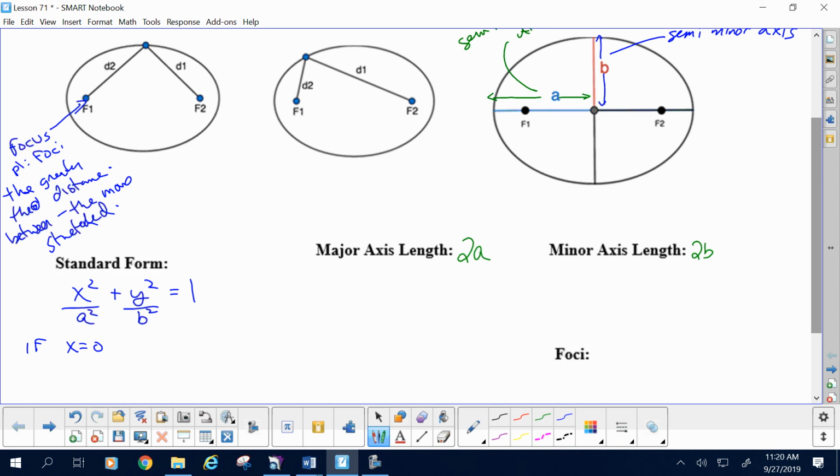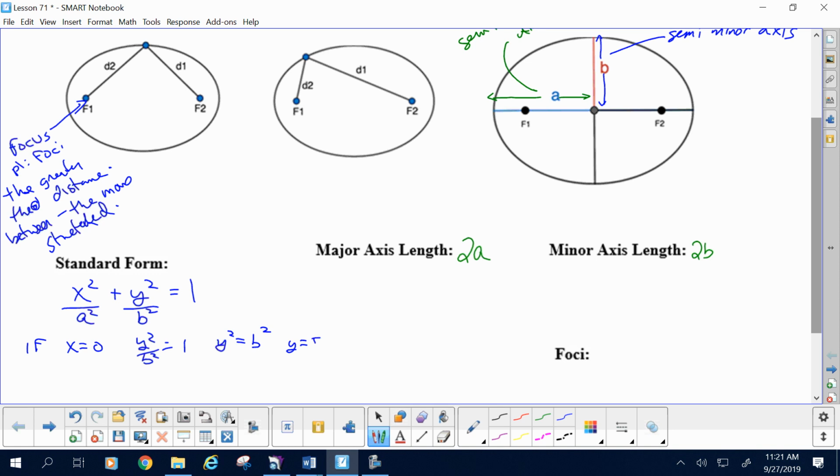Now, if x equals 0, then this guy is gone, yeah? And therefore, y squared over b squared equals 1 is left. Oh, shoot, that's squared, right? Sorry about that, I just said that wrong. Y squared over b squared is 1, yeah? Y squared equals b squared, and therefore y is, square root, baby, plus or minus b.